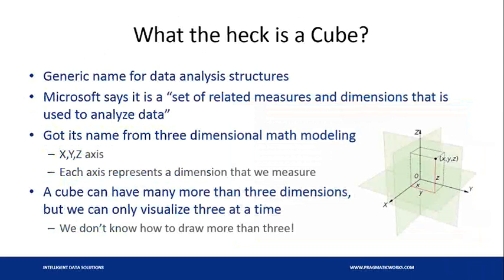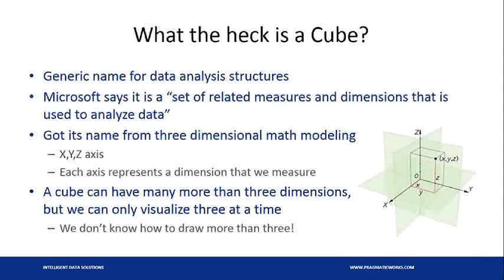So what the heck is a cube? I just used terms and I want to make sure I define them. A cube is, if you've never heard this term before, basically a structure that came out of the three-dimensional modeling world. This is a term that's become kind of generic for data analysis structures. So in data, we talk about databases, and that's our generic term for how we store data that goes behind applications. A cube is kind of our generic term for how we store data for analysis.